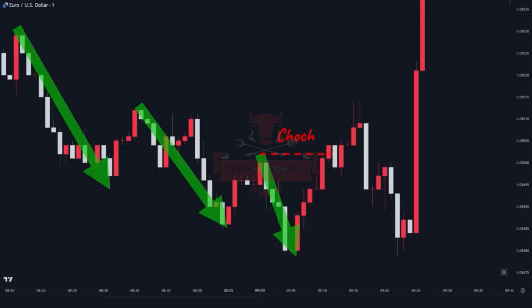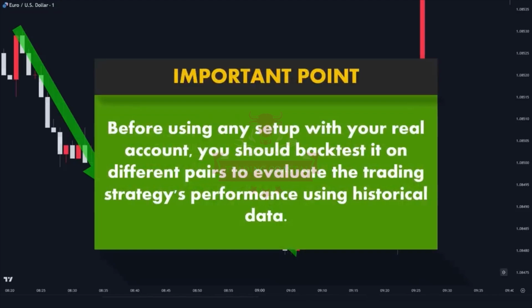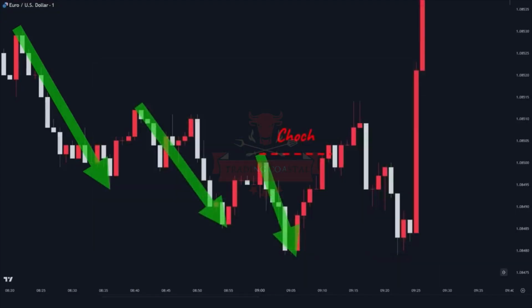No matter what your entry strategy is, trading along with the dominant market direction will instantly improve your win rates and risk to reward ratio. But remember, before using any setup with your real account, you should backtest it on different pairs to evaluate the trading strategy's performance using historical data. We do plenty of backtesting as well, but unfortunately, it takes a lot of time.